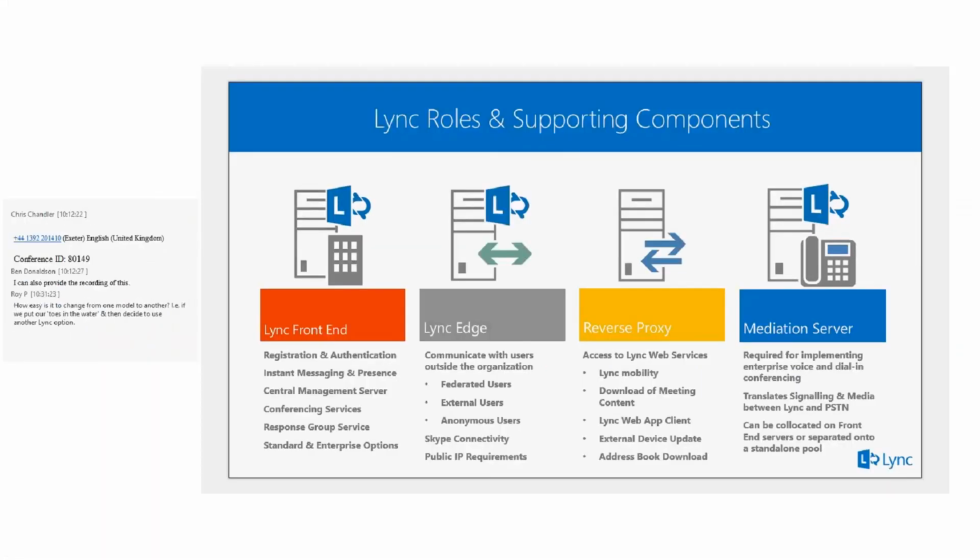And there are a number of other services, such as response group service, which is to do with, on your current phone systems, you might have things like hunt groups, where you phone one number and multiple phones ring at once. Well, Lync jargon for that is response group, and that service runs on the front end as well. And as I mentioned, you get standard and enterprise options, with the only difference being whether it's going to be HA or not.